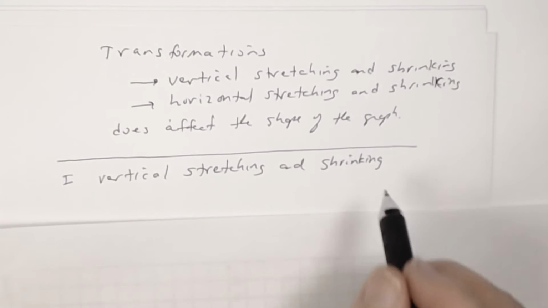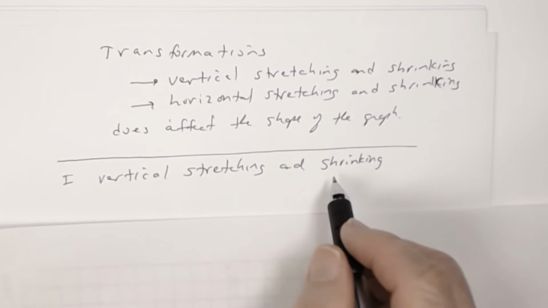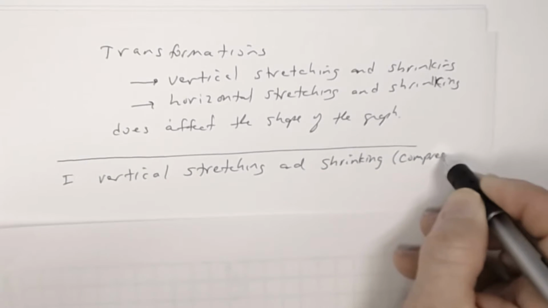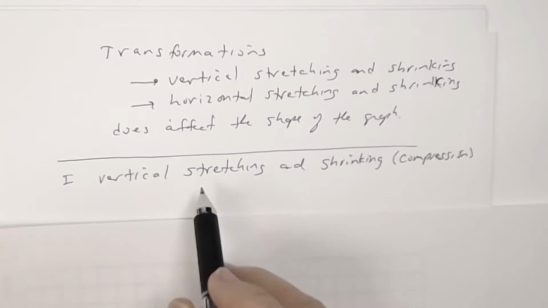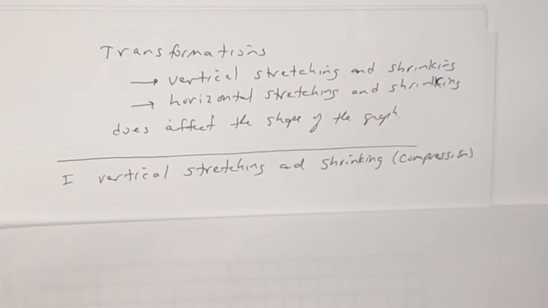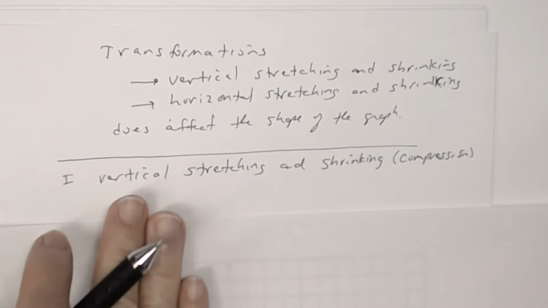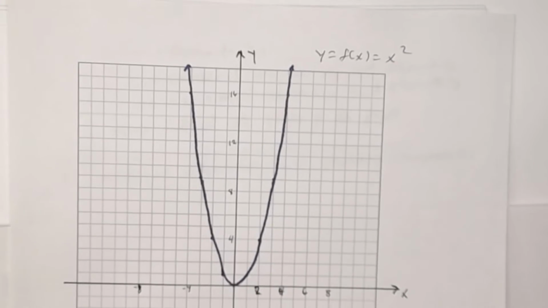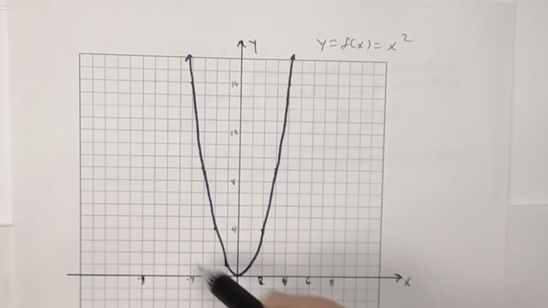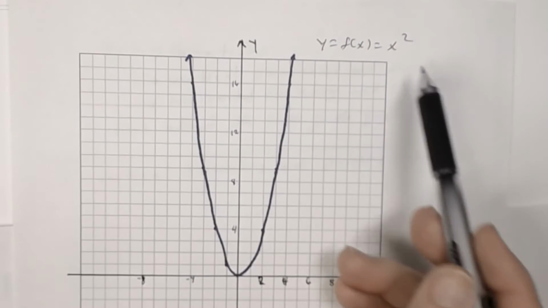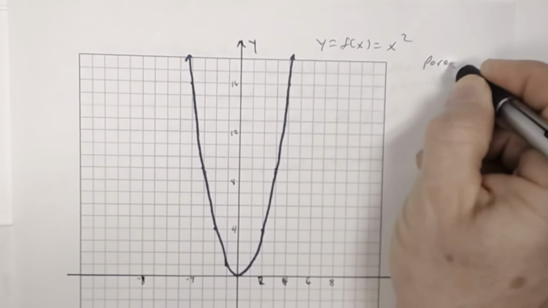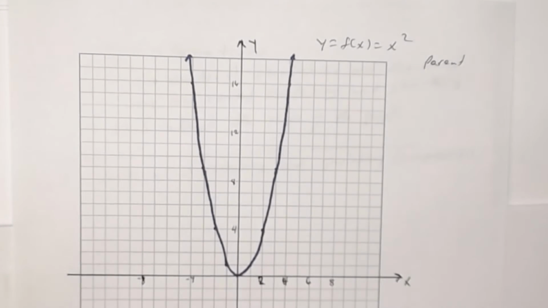Depending on the textbook, I need to remind you, for the word shrinking some textbooks will use the word compression. So keep that in mind. They could say vertical stretch or vertically compressed. All right, so let's start with our parent function, f of x equals x squared. Remember, we talked about parent functions in a previous lesson.